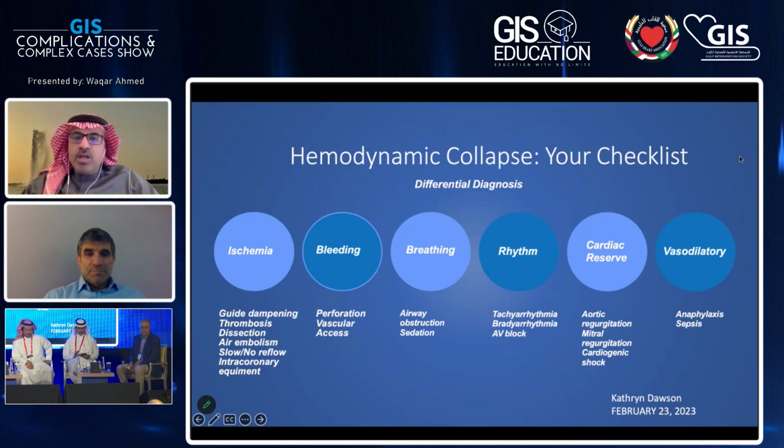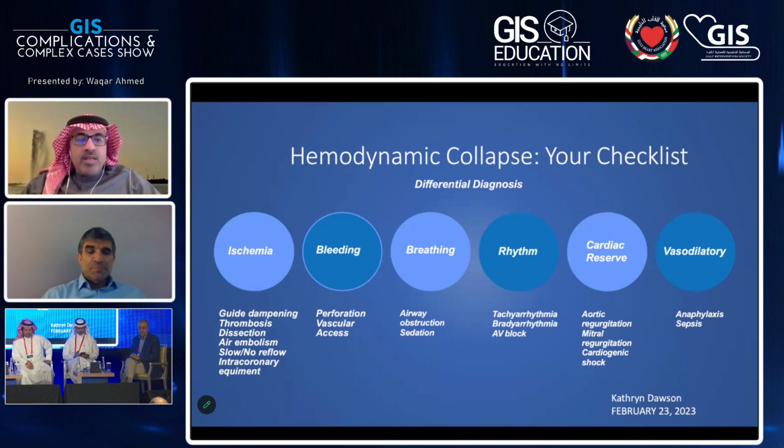Catherine Dawson. So if you have a patient like my patient with hemodynamic collapse, you have to have an algorithm and go through that. Is it ischemia? Is it bleeding? Is it a respiratory problem, rhythm problem, cardiac reserve problem? Very common, but people don't mention it, is severe AI due to the Amplatz guides that can press into the aortic valve. Or is it anaphylaxis? And that we have seen a lot, and hydrocortisone does miracles.